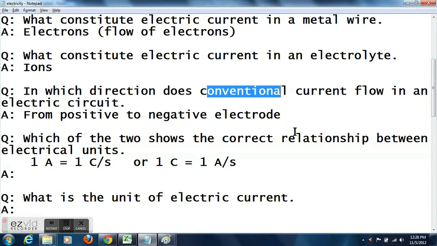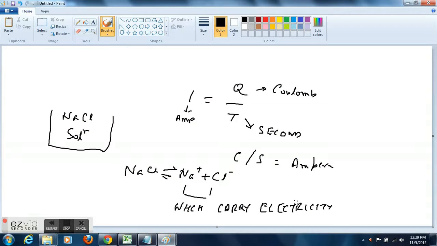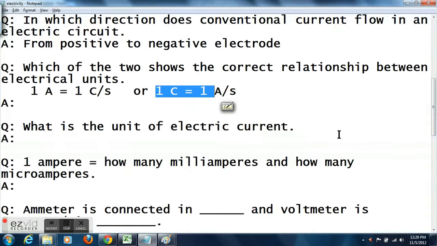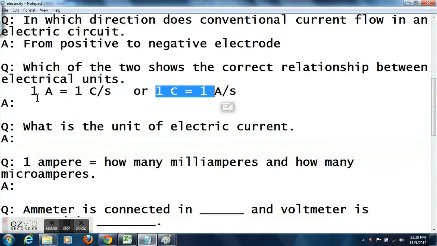Which of the two shows the correct relationship between electrical units? Number 1, 1 ampere equal to 1 coulomb per second, or 1 coulomb equal to 1 ampere per second. Let us see again. We know the formula I equal to Q upon T. So I is in ampere, Q is in coulomb and T is in second. So 1 coulomb per second is 1 ampere. So the first one is correct. 1 ampere equal to 1 coulomb per second.